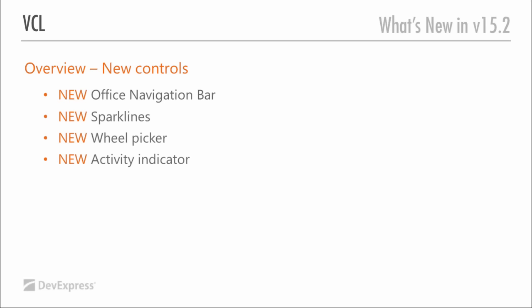First up is the new Office navigation bar. Now, if you're a user of Outlook from Microsoft Office 2013 or 2016, you'll know what I'm talking about. It's the bar that appears at the bottom of the Office window that enables you to switch major modules in the application, so mail, calendar, contacts, tasks, and so on. You'll be seeing this in action in just a moment.